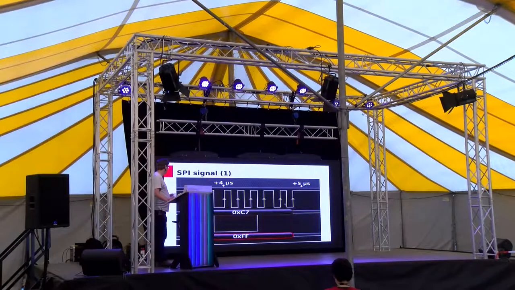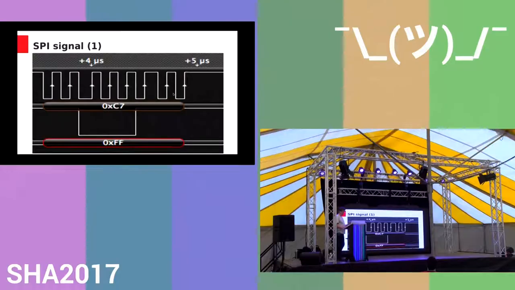Maybe people have seen this. This is a screenshot from a logic analyzer. You see here a very simple system with a rising clock edge, and on the bottom you will see the digital signal, and that's encoded to C7 hexadecimal.